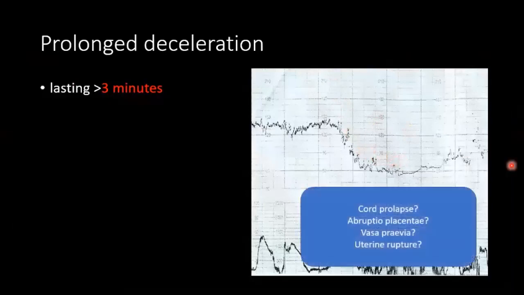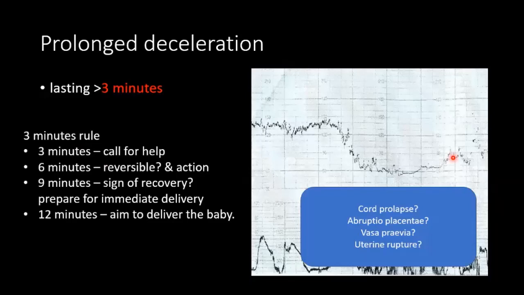Okay, so the acute causes that you need to ask yourself: is that a cord prolapse? Is it an abruption? Is there a vasa previa, or is there a uterine rupture? And you have to know what is the 3 minutes rule. If you see a deceleration more than 3 minutes already, first you call for help. Then you need to know whether this is reversible or not reversible. You need to find out whether it is reversible or not.